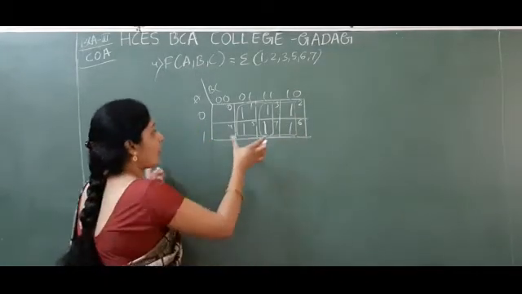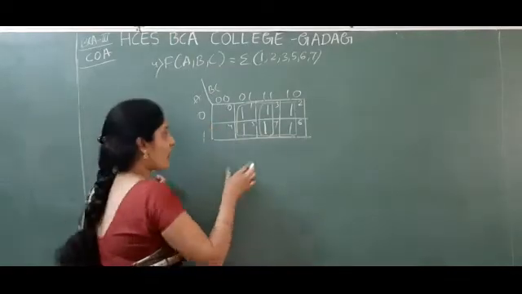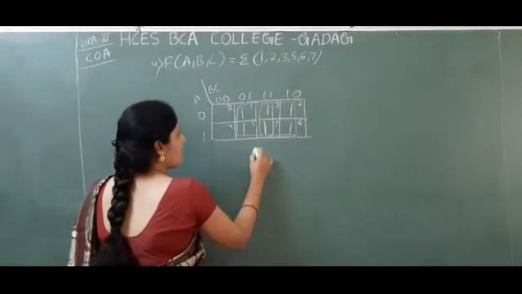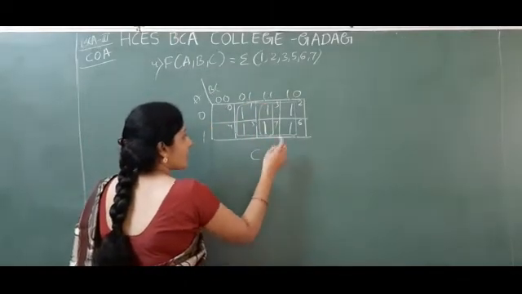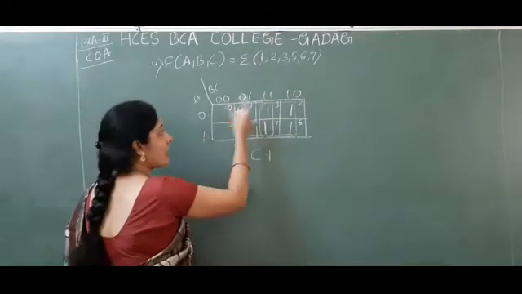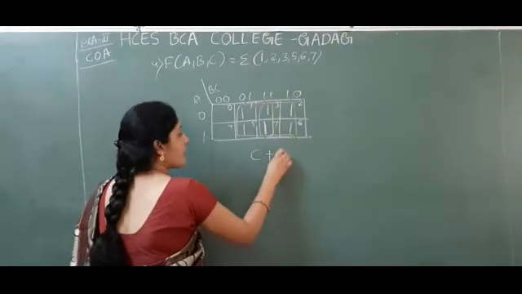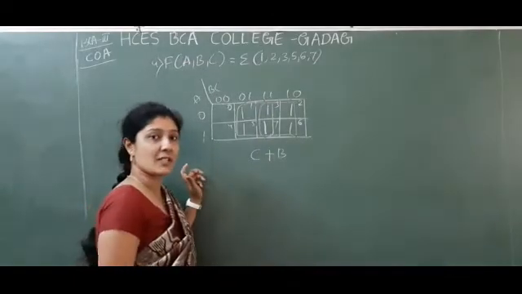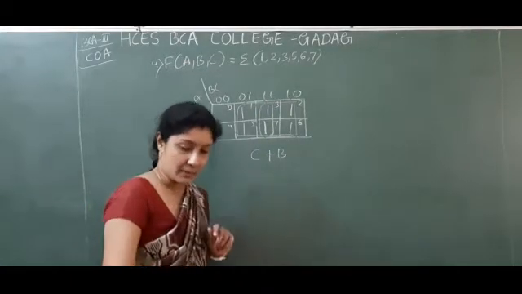Okay, so now for this quad, horizontally nothing is common, and here C is common. C plus, for this nothing is common, and here we have B. So the expression is C plus B or B plus C.